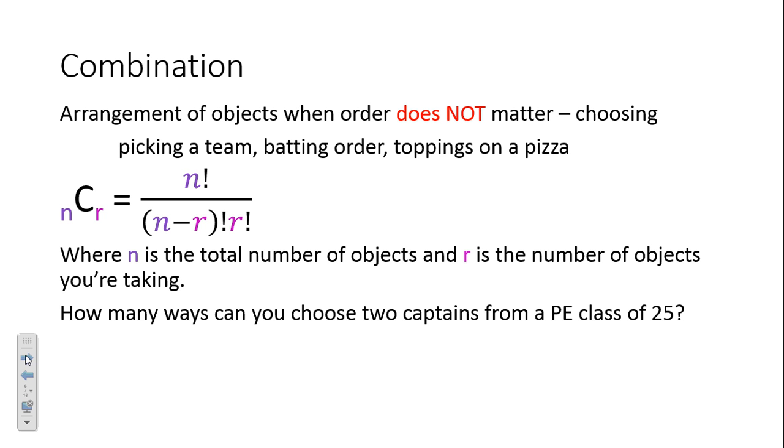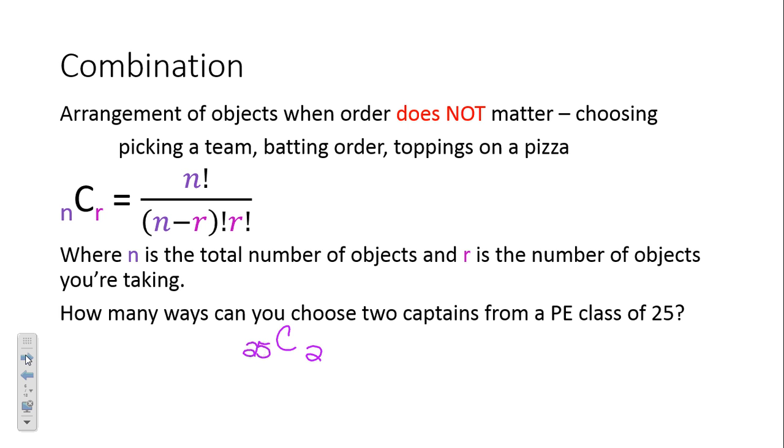Okay, so if we're choosing 2 captains from a PE class, do they have a title or a distinction or some special name? Just 2 people randomly chosen from a PE class of 25, right? Okay, so when we're choosing those 2 captains, order doesn't matter, so we use a combination. And we say we're choosing from 25, we're choosing 2. Not placing, not putting in a special location, but choosing.